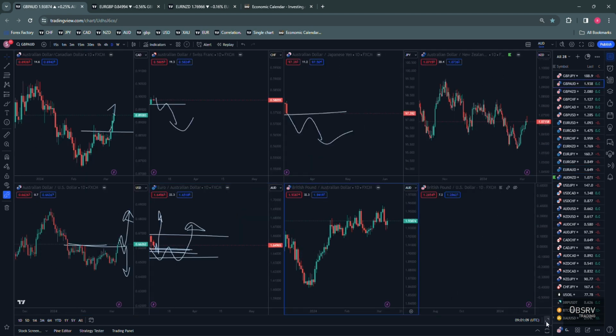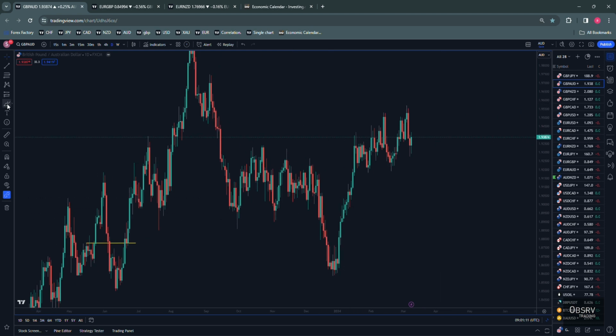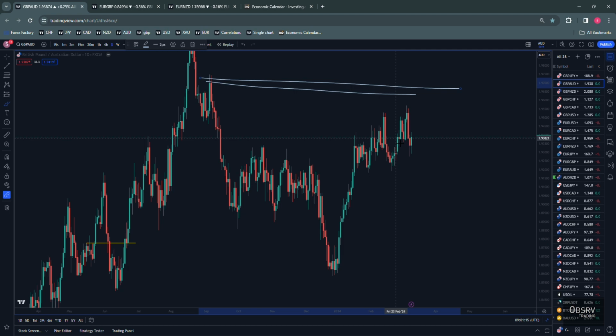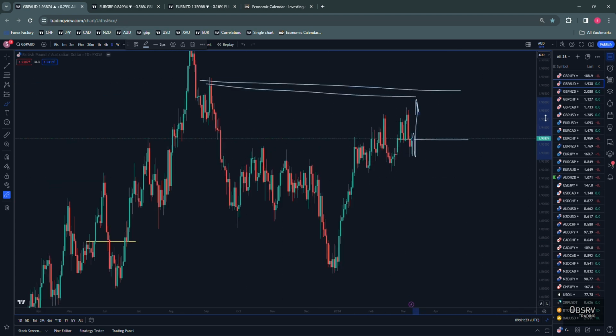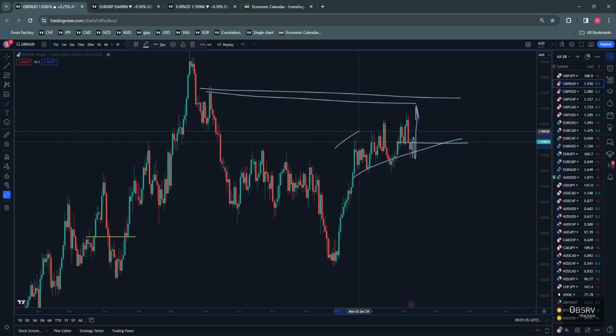Pound Aussie, same as Euro Aussie. Looks like it's gonna wanna come all the way up into these areas. It's probably turning around at the moment. Could do the same thing as Euro Aussie, but if you are sell biased on this, be sure that you go through this. Otherwise, there are no sells.